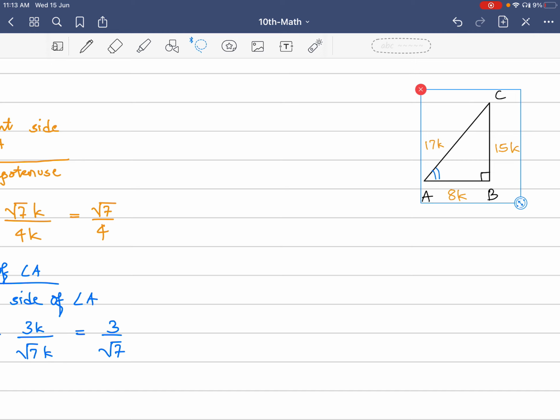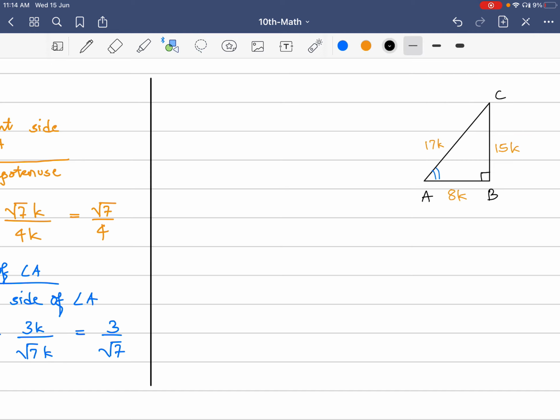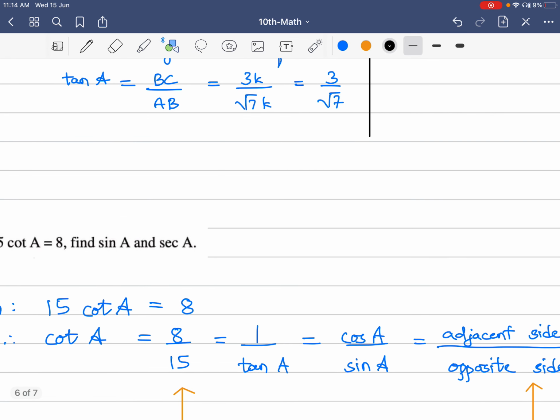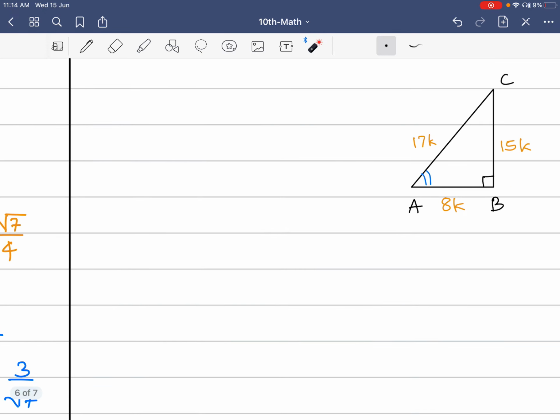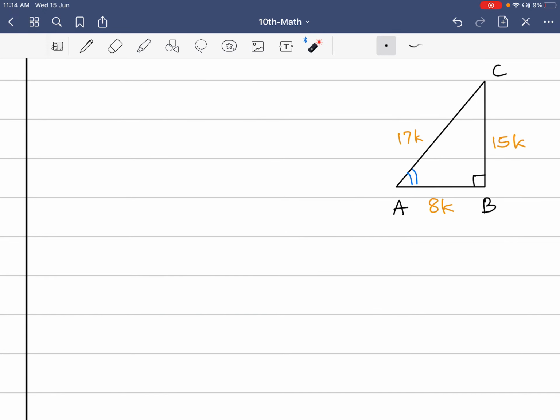So let this be our triangle, and let's make a line here. Now what we have to find is this sine of A and sec of A. So let's come here. Let's zoom in. Great. So we have to find two things. One is sine of A, and then we have to find sec of A. Since we have the length of all three sides, this becomes quite simple thing to do.